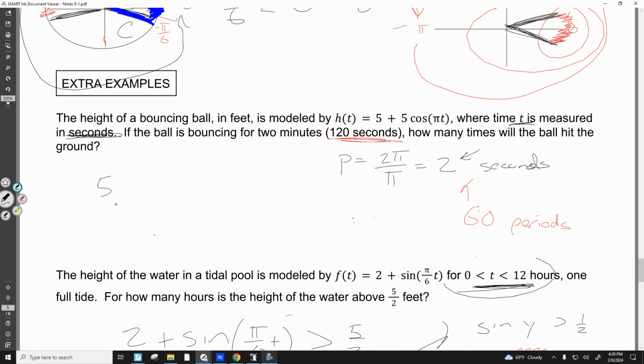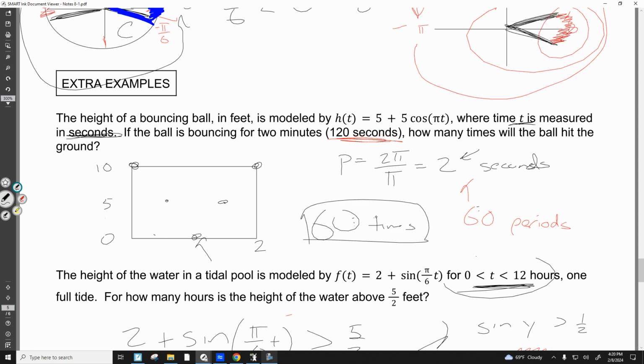All right, great. If I start with a midline of 5 and an amplitude of 5, and it's a cosine graph, I hit the ground once every 2 seconds. If I hit the ground once every 2 seconds, how many times am I going to hit the ground over 120 seconds? 60 times. That's probably the easier way to solve this compared to what we've been doing with solving in the unit circle.